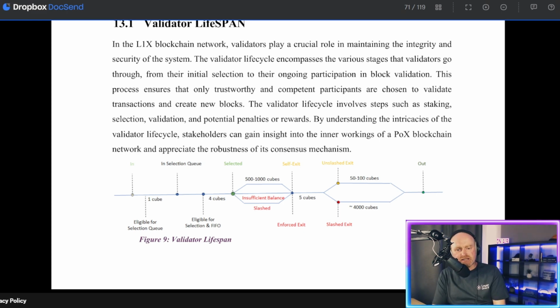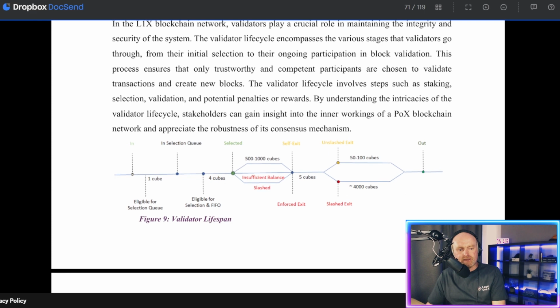By understanding the intricacies of the validator lifecycle, stakeholders can gain insight into the inner workings of a PoX blockchain network and appreciate the robustness of its consensus mechanism. And you've got a flow diagram, which is the validator lifespan.